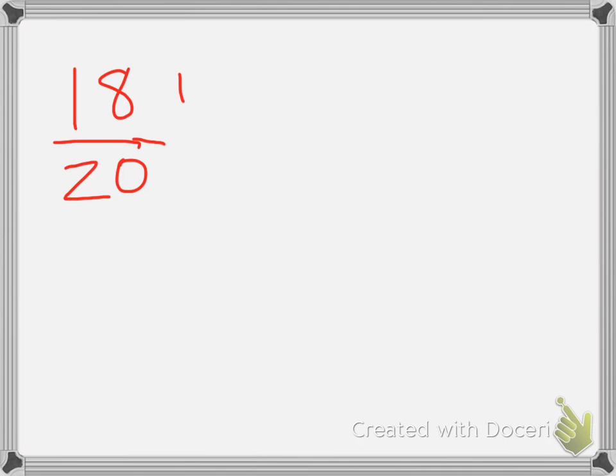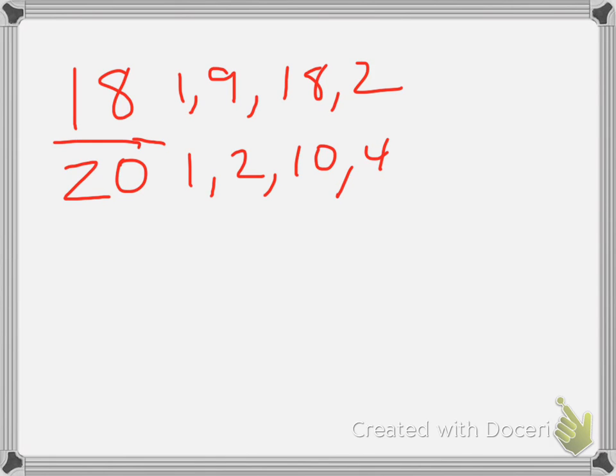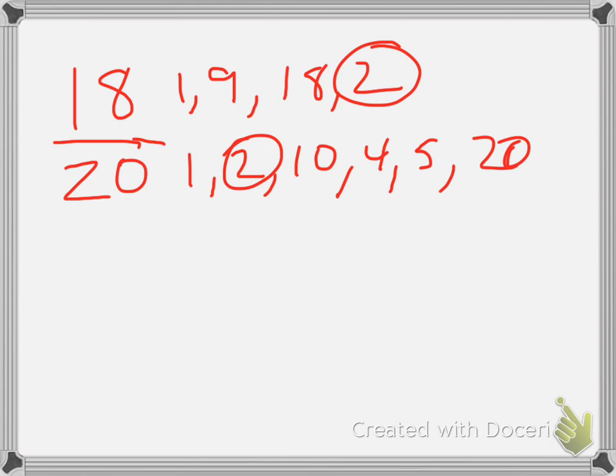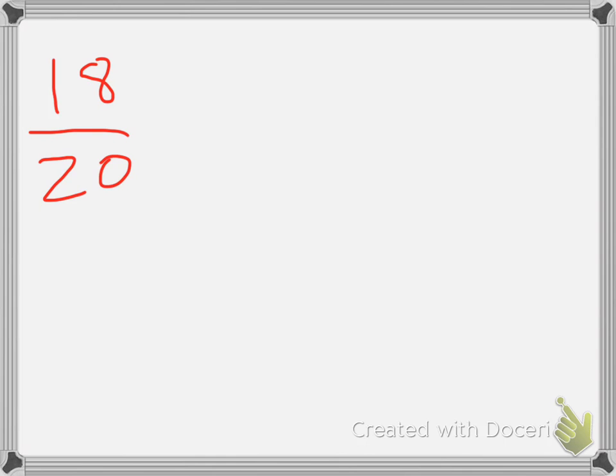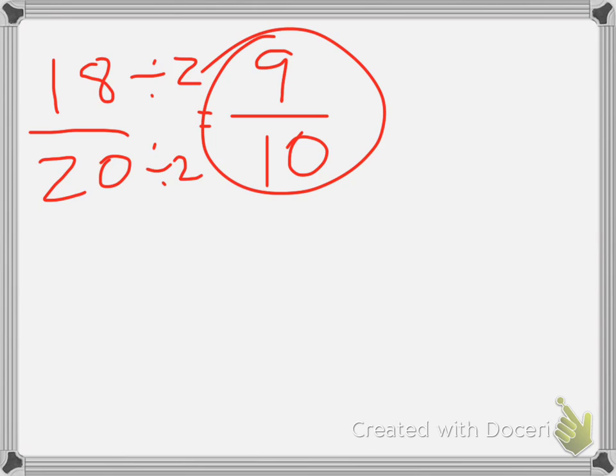Factors of 18 are 1, 9, and 18. Oops, sorry, there's a 2 in there. Factors of 20 are 1, 2, 10, 4, 5, and 20. So the greatest common factor they both have in common is the 2. So we'll take 18 and 20, divide them both by 2. 18 divided by 2 is 9, 20 divided by 2 is 10, and we get 9/10 as our answer.